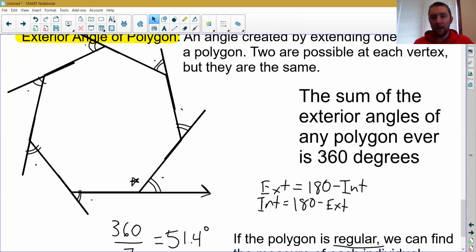So that should be everything for this section: interior angles, exterior angles, regular polygons. If you have any questions about any of those or formulas or rules or anything like that, please reach out to me. Otherwise, that's all I have for you right now, and we'll talk to you soon.